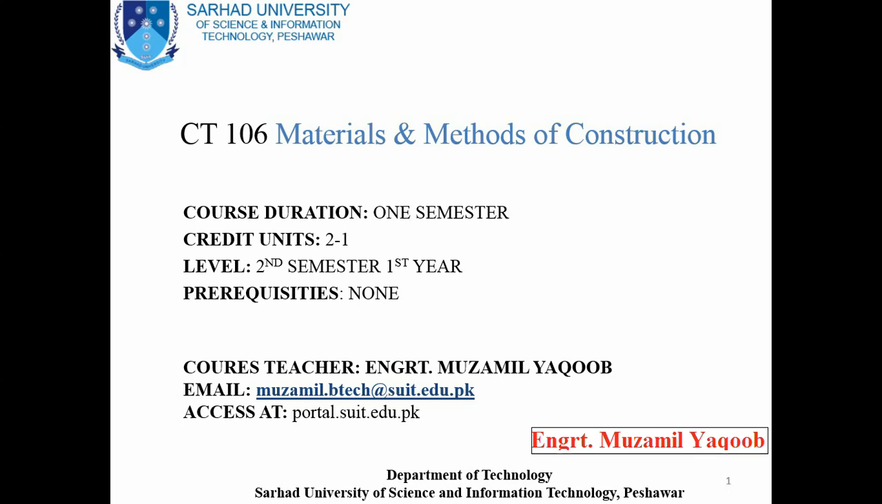Today we are going to start materials and methods of construction. The course code is CT106. It is a level 2 course of the first year. The duration is 1 semester. Credit hours are 2 for theory and 1 for the lab.